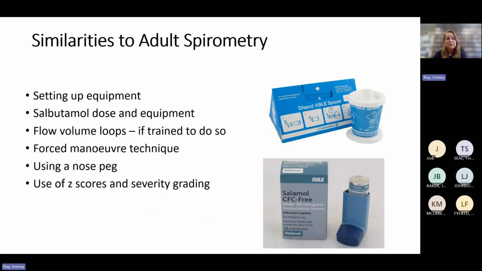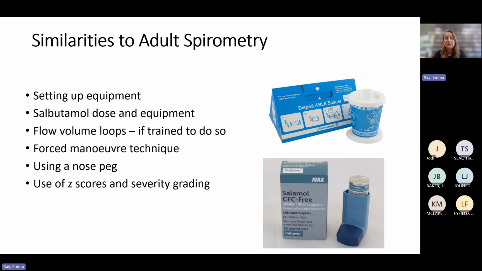So similarities compared to adult spirometry. The way you'd set up the equipment, obviously they're going to be the same. The salbutamol dose is the same. Do any of you do flow volume loops? No. Okay. So some people have done some training local to here and have been taught how to do flow volume loops.